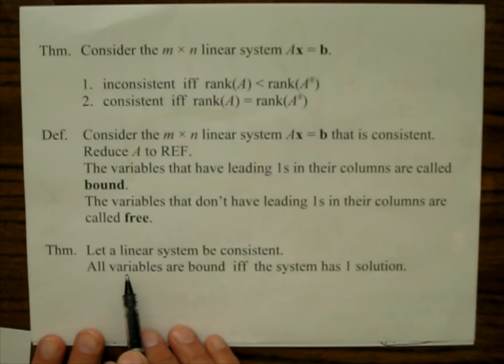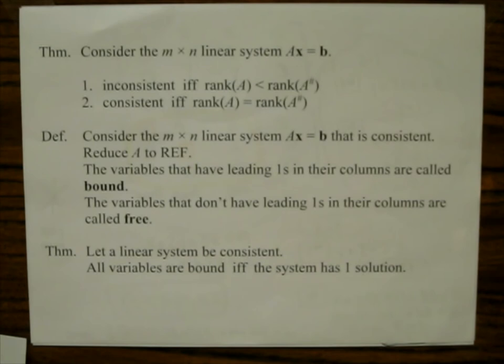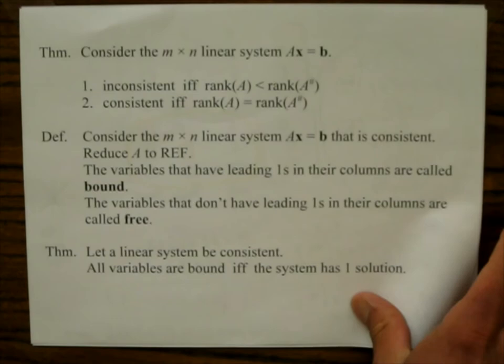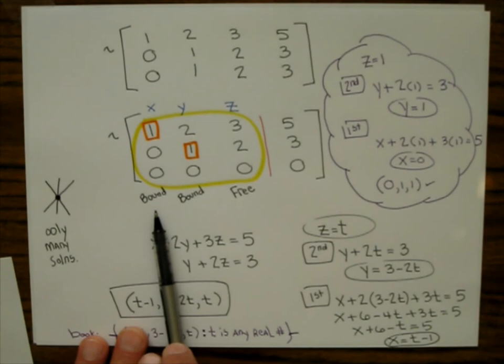Let a linear system be consistent. All variables are bound if and only if the system has one solution. So basically what this theorem is saying is, when you have bound variables, then you're only going to get one solution. Once you have a free agent in there, you're going to get infinitely many.